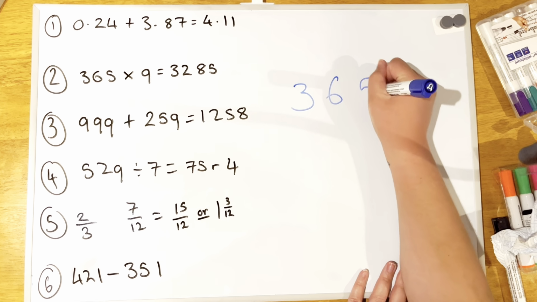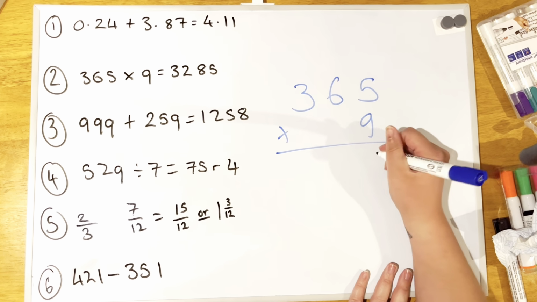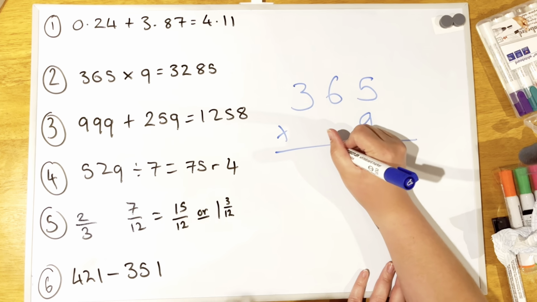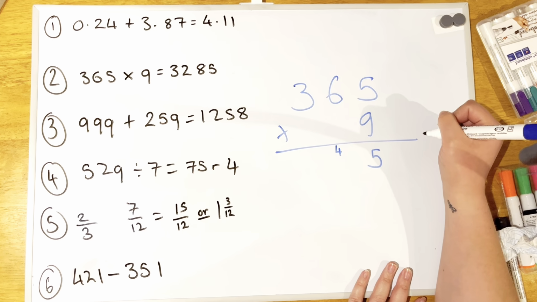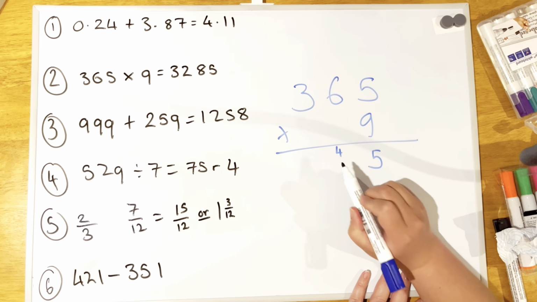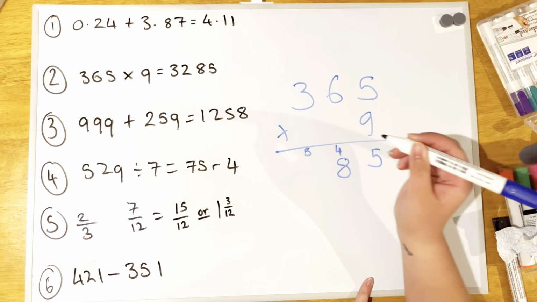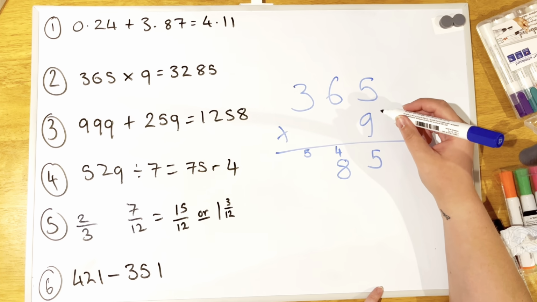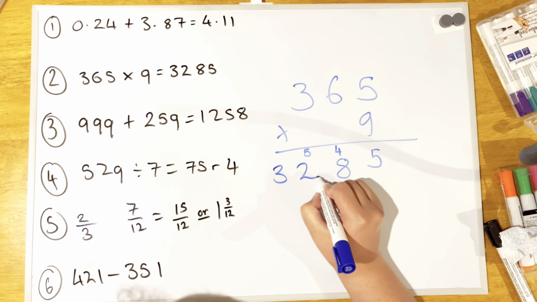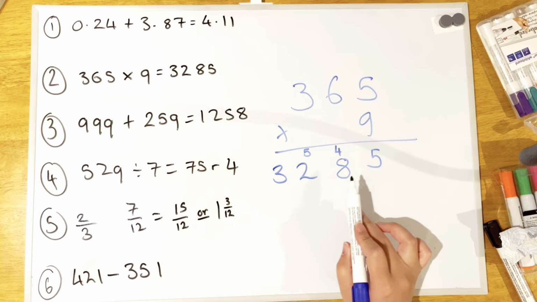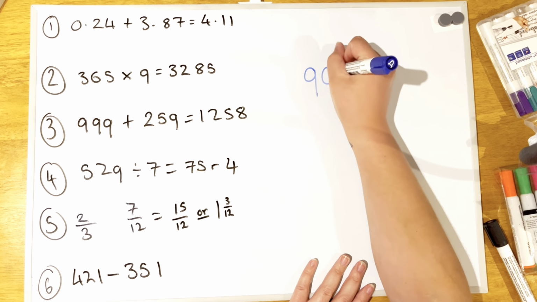So 365 times 9. So 9 times 5 is 45. So I place my 5 there, carry my 4 over, okay? 9 times 6 is 54, plus our 4 is 58. Carry our 5 over. 9 times 3 is 27, plus another 5 is 32. So my answer is 3,285.